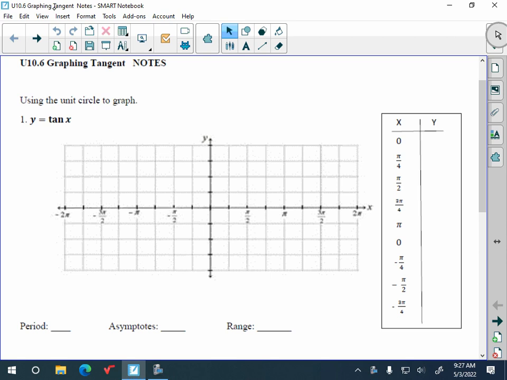All right, so at 0 radians, the ordered pair is (1, 0), and so we want to know the tangent of 0. Since it's (1, 0), the tangent is the y-coordinate divided by the x-coordinate. 0 divided by 1 simplifies to 0. So the tangent of 0 is 0.